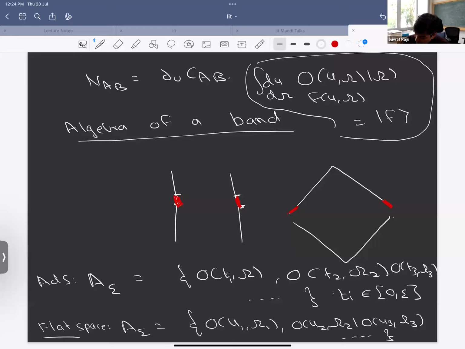But with the provision that this U coordinate, let me write here, is in some band from -infinity to -1 over epsilon. So in fact, in flat space, I'm still talking about some semi-infinite interval, even though it looks small on the Penrose diagram. But in AdS, I'm really talking about some small region on the boundary. Okay, so this is the algebra of a band that I'll denote in both cases by A epsilon. So this is clearly a sub-algebra of the full algebra.